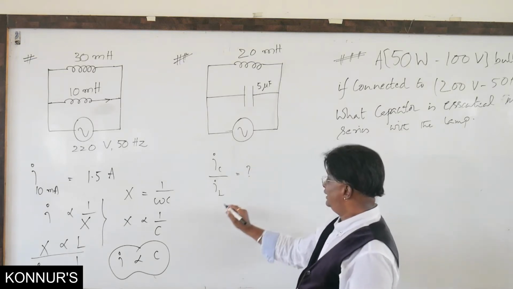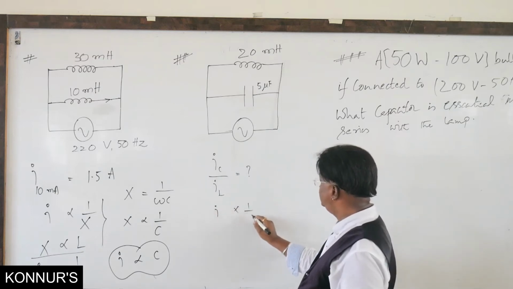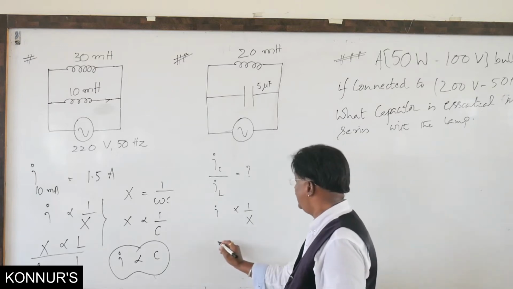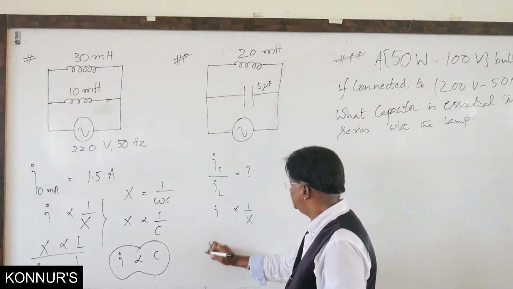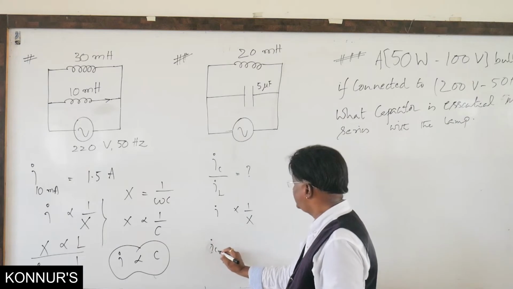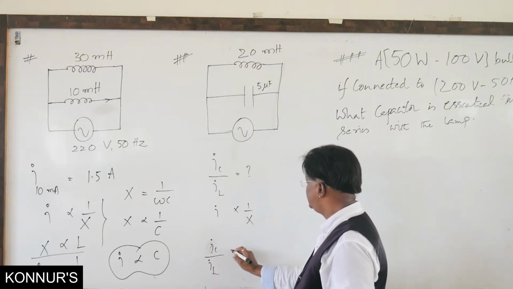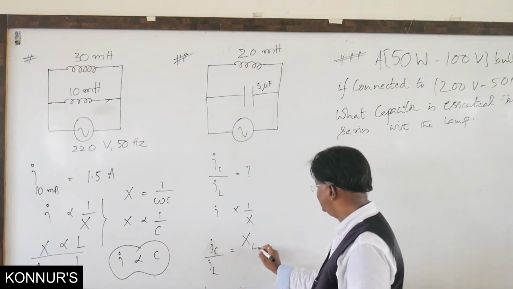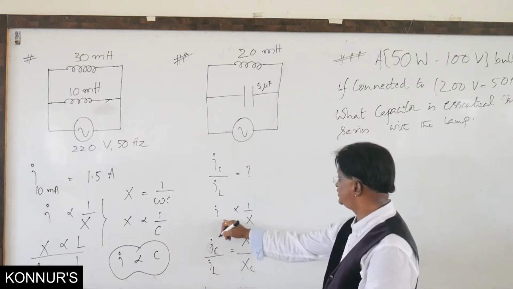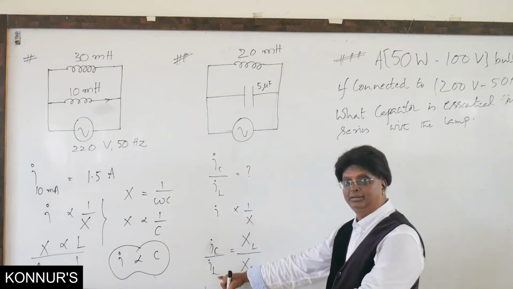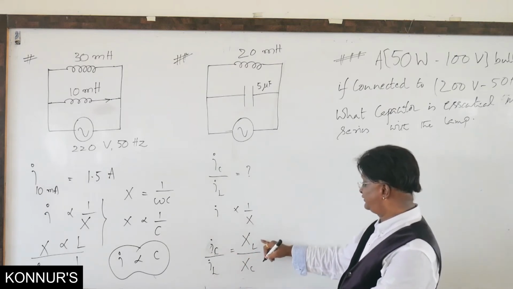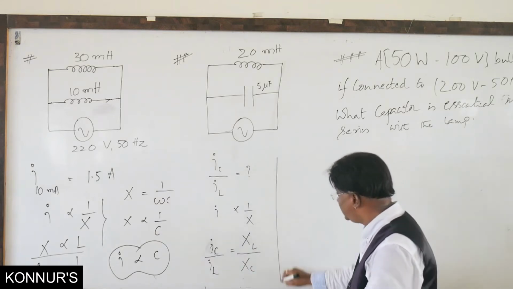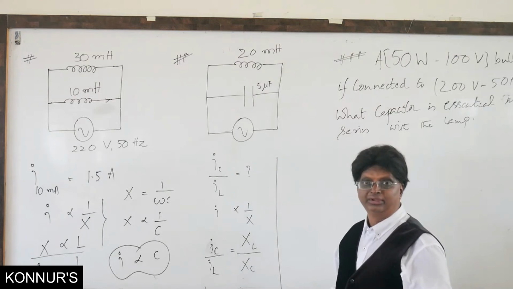I is proportional to 1 by X, the reactance, such that I through capacitor over I through inductor is nothing but XL upon XC. You see, the inverse ratio: IC by IL is XL over XC. Therefore now we have to evaluate the XL values and XC values.